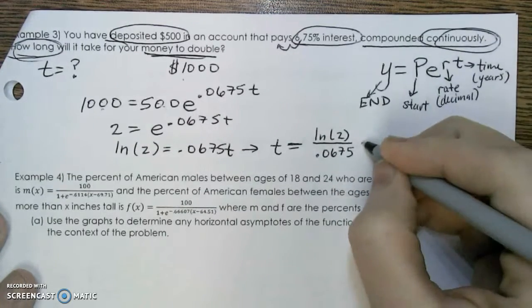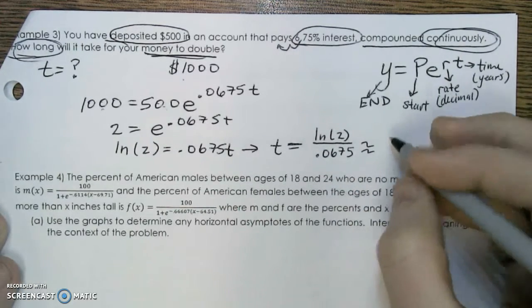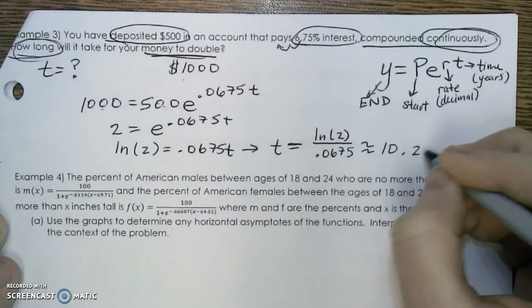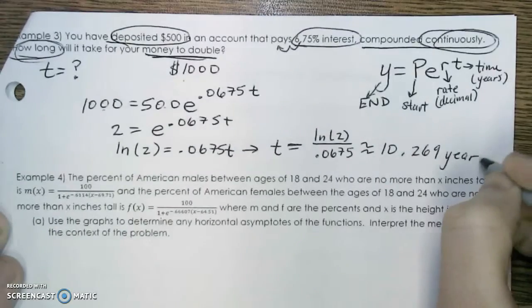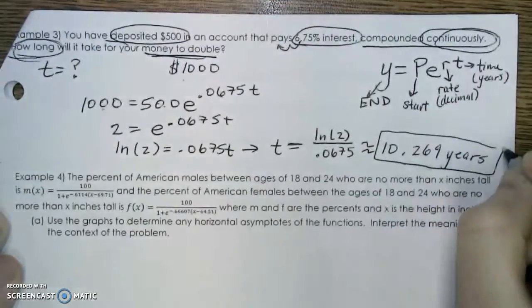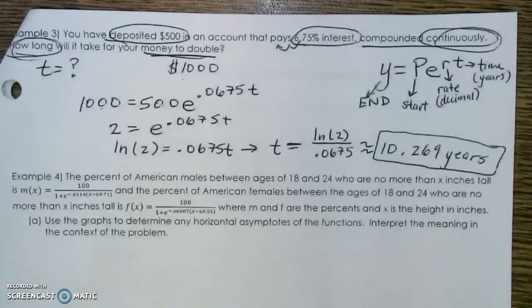And when you type that into your calculator, you get approximately 10.269, which we're talking about time. How long will it take? A little over 10 years to double our money if these were the conditions of our account.